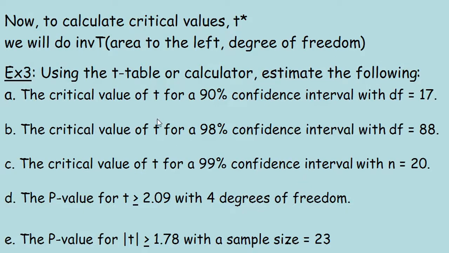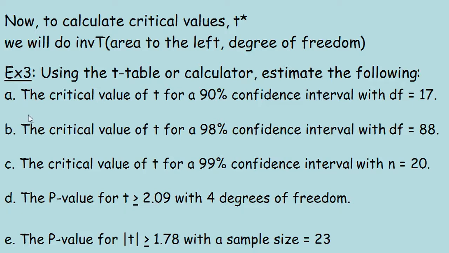You need to practice finding inverse t's. You already know how to find the z star by doing an inverse normal. This time you need to practice finding a t star by doing an inverse t. Here's what you'll need: the calculator, obviously. When you do an inverse t, you still put the area to the left, then a comma, then the degrees of freedom. We have time to do at least letter A and B.